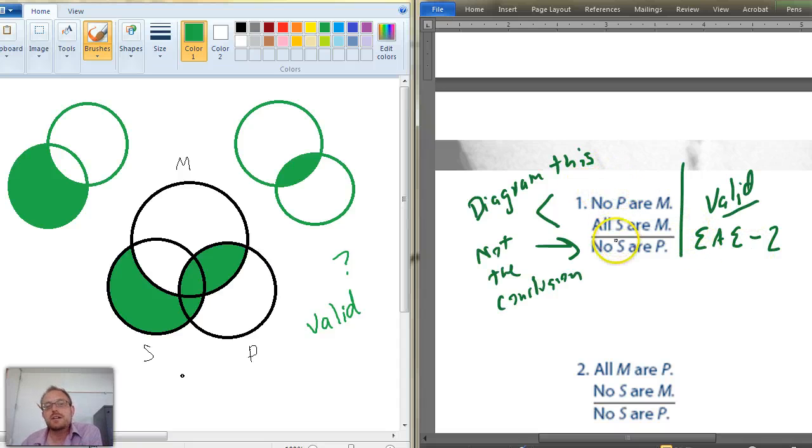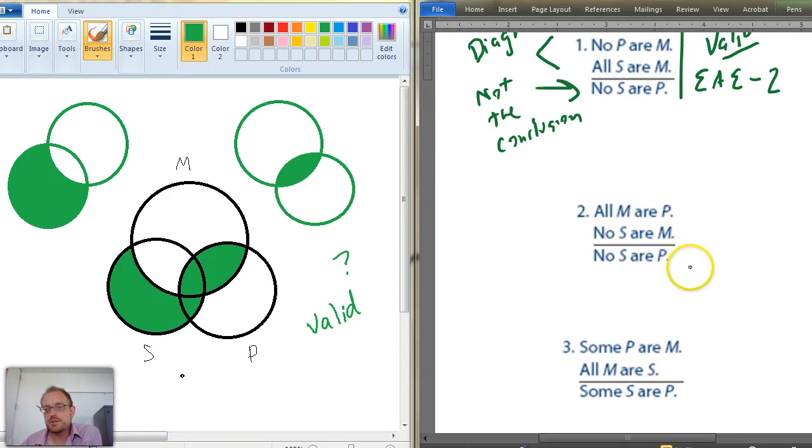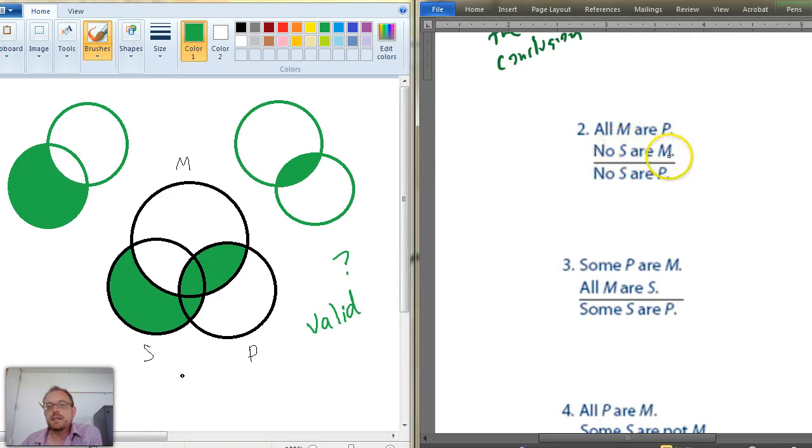So let's do another one. Here, well, let's do another one here. Okay, let me scroll down here. All M are P and no S are M. Now remember, I'm going to start by diagramming just the premises, never the conclusion. The conclusion is just the question of can I read it off.